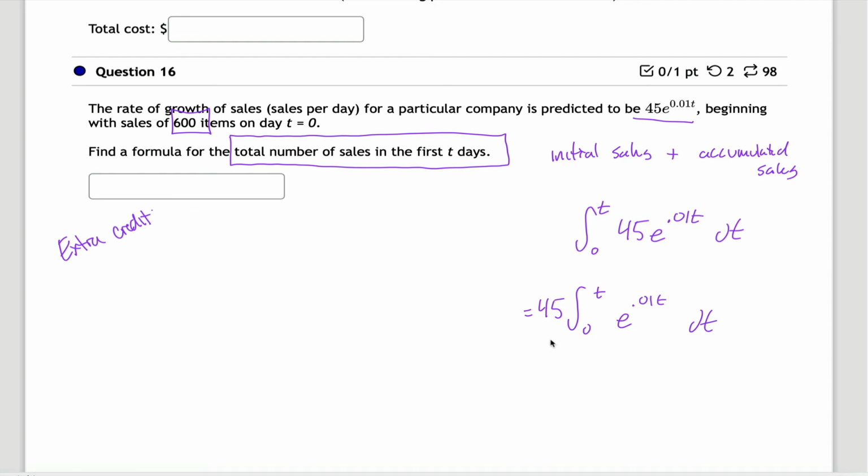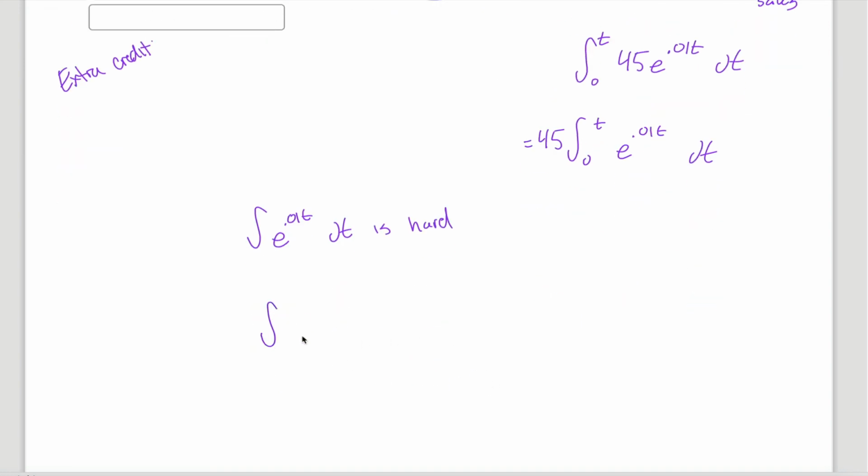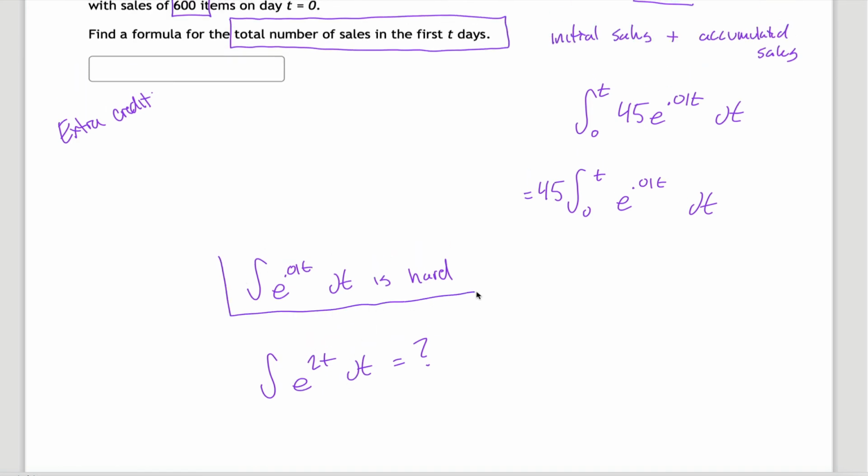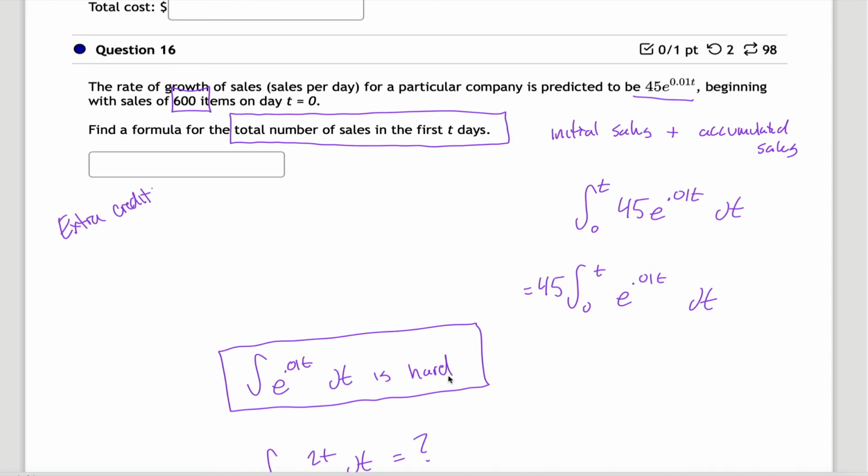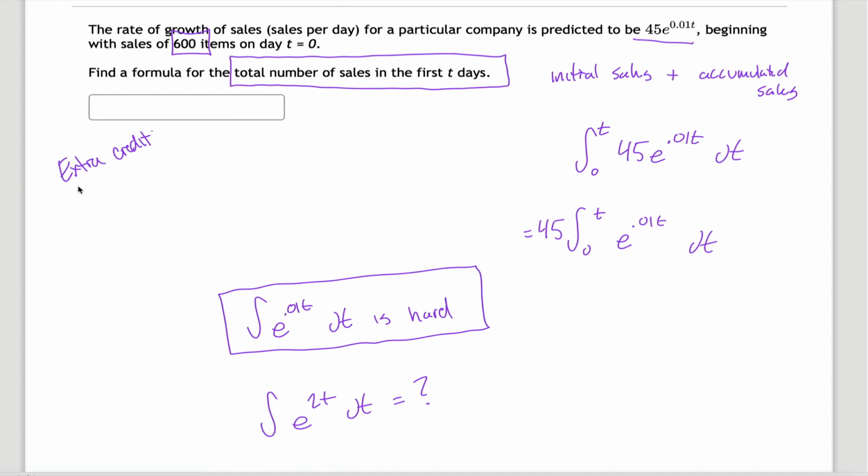The other comment that I want to make is you don't know the antiderivative of e to the 0.01t. The antiderivative of e to the 0.01t dt is hard. Maybe it'll help you to think about the antiderivative of e to the 2t dt. Maybe if you can answer this question first, which I think I did something similar or maybe exactly this in the videos, that'll allow you to answer this question, and then when you can answer this question, you can finish up this problem. So hopefully that's enough of an outline for you.